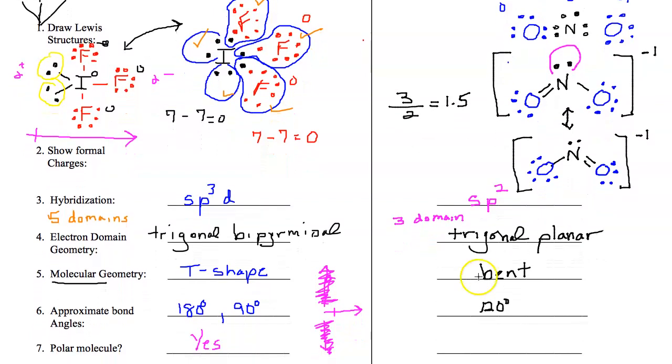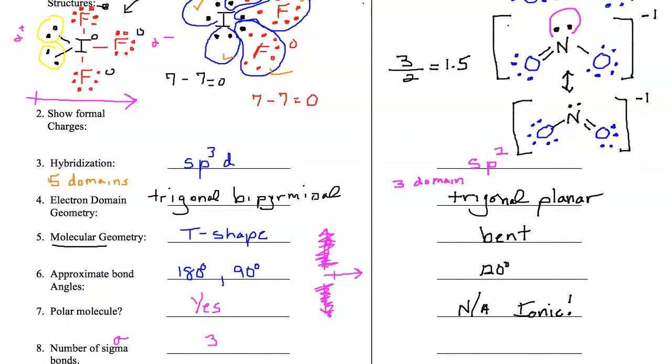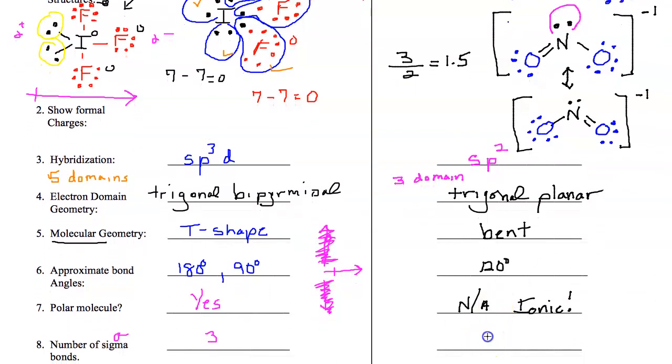Polar molecule, not applicable. This is ionic. Asking whether something is polar or nonpolar if something is ionic is like asking the marital status of the number 5. It makes no sense. You put yes, it's a deduction. Number of sigma bonds. There is 2. The first bonding overlapping occurs.